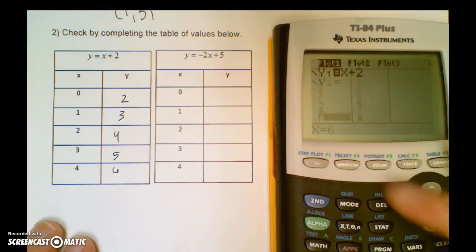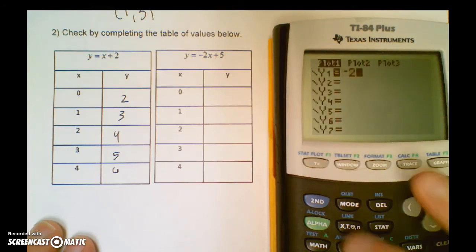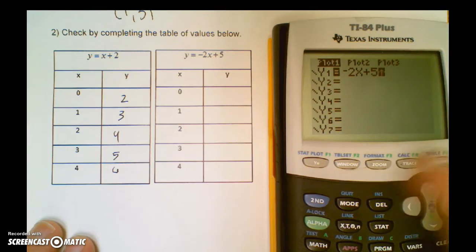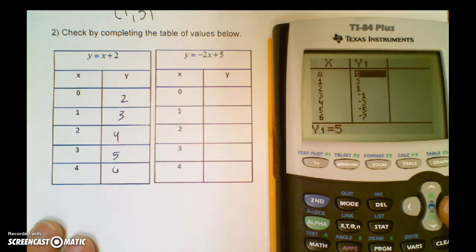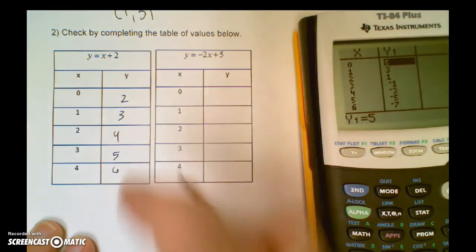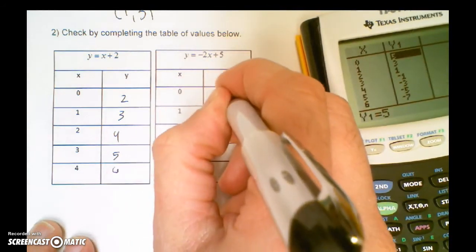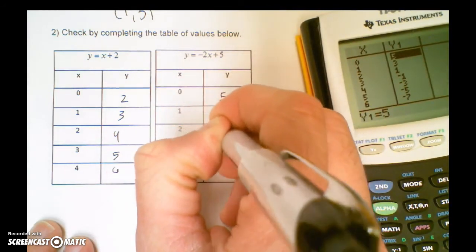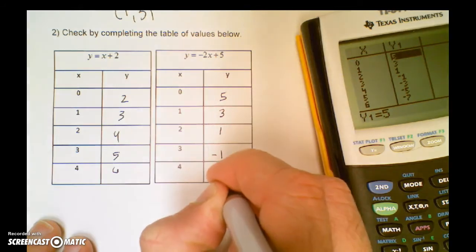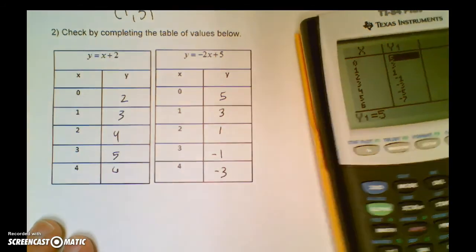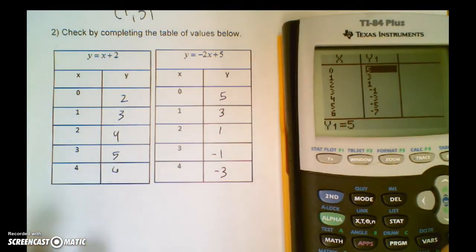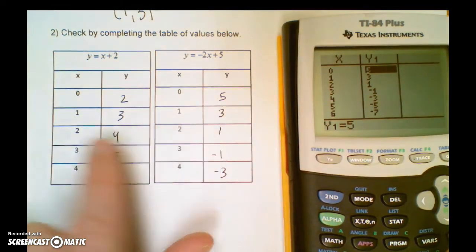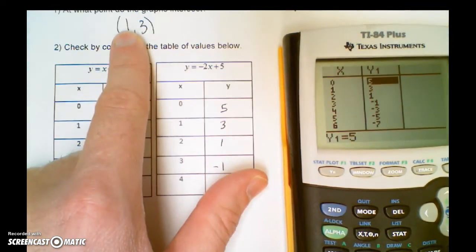For the second equation, same thing, clear it out, type in the equation, and fill in your values. That's starting at 5 and then going down 2. And then you can tell right by looking at the tables that here's the point of solution that they each have in common, which is what we said from the graph.